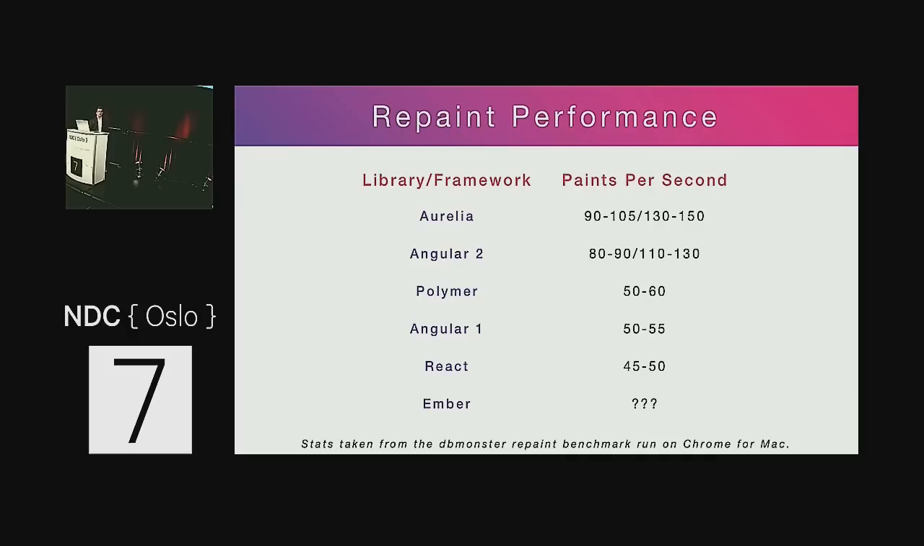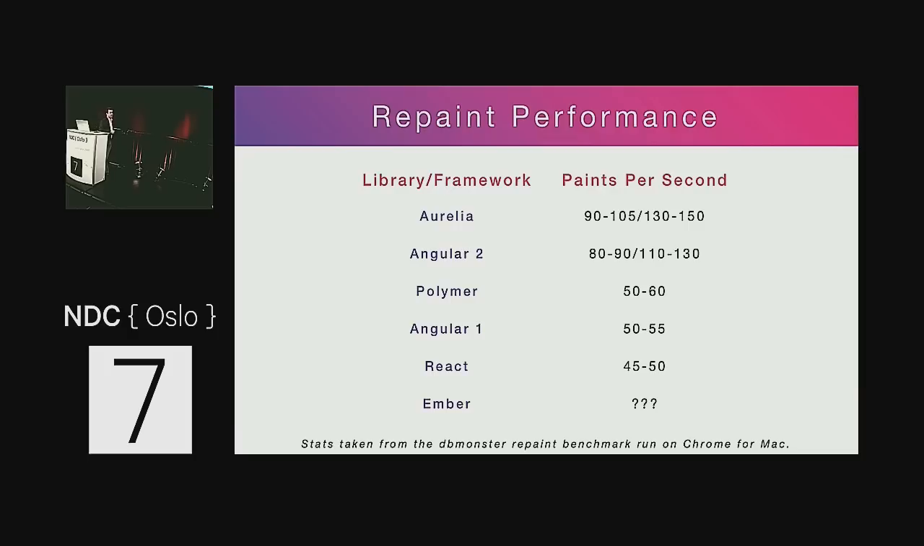How about performance? How fast can these frameworks draw on the screen? Using an independent benchmark called DB Monster, which basically regenerates lists as fast as the frameworks can do it, I ran these benchmarks on this machine with the same browser. This is a MacBook from about 3 years ago, and I ran them in Chrome. And these are the numbers that I got. I don't have a number for Ember because I couldn't find an updated implementation of this benchmark for Ember. There's one out there, but it's very old and very slow.